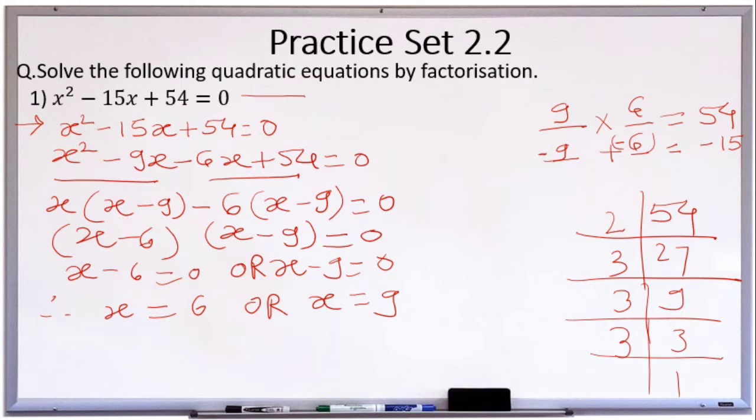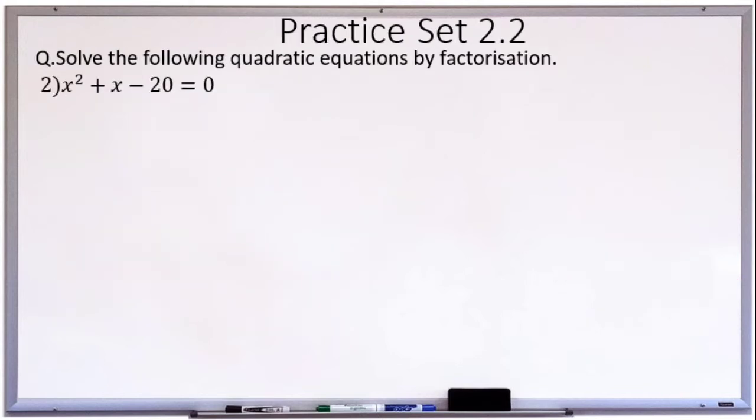Now the second question is x square plus x minus 20 equal to 0. So first of all we will write x square plus x minus 20 is equal to 0 as it is. Now splitting the middle term, we want two numbers such that their product is minus 20 and their addition is plus 1.